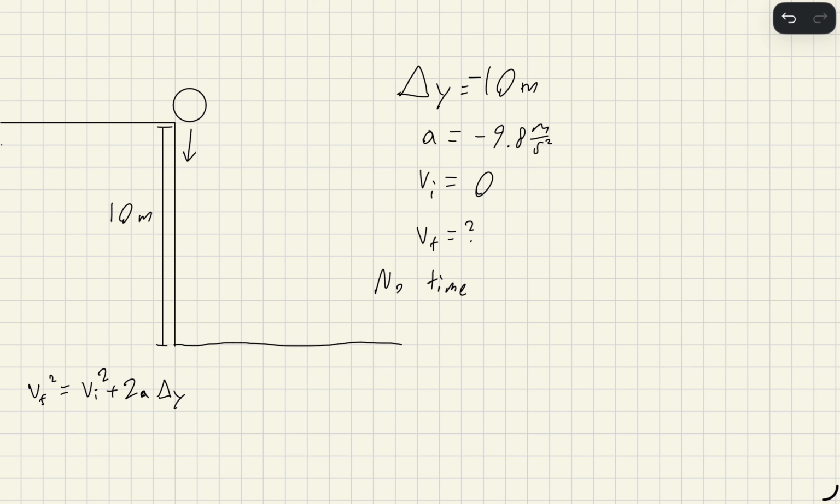This is already set up properly because we have initial velocity, acceleration, change in displacement, change in position. So we can just plug in our values, and we get that final velocity is the square root of, well, initial velocity here is 0, so this term cancels. We have 2 times negative 9.8 times 10. And the square root of that is going to be roughly equal to 14 meters per second. So that's the impact speed right before it hits the ground.